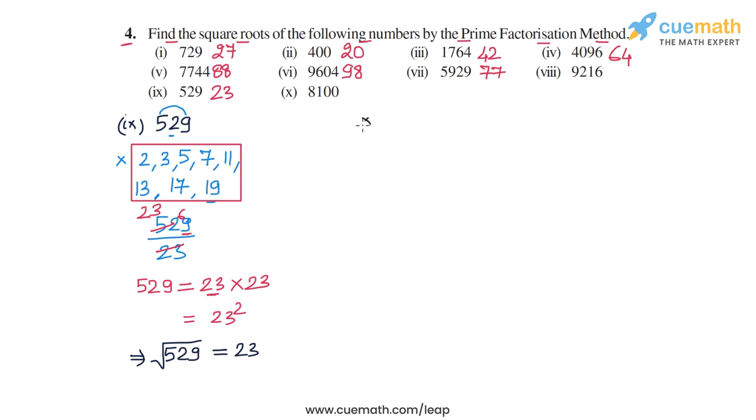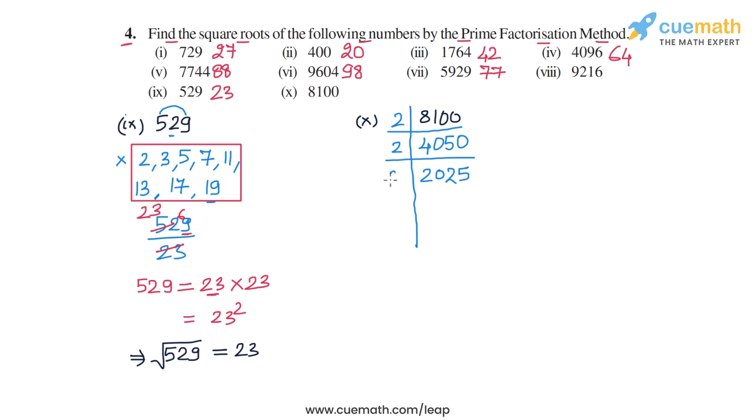Finally, let's do part 10. In part 10, the number is 8100 and this is even because the ending digit is 0. So let's divide it by 2. If we divide it by 2, we will get 4050. Still even, so we divide by 2 again. So this gives us 2025. This is not even anymore, but if you sum the digits of this number, the sum is 9.